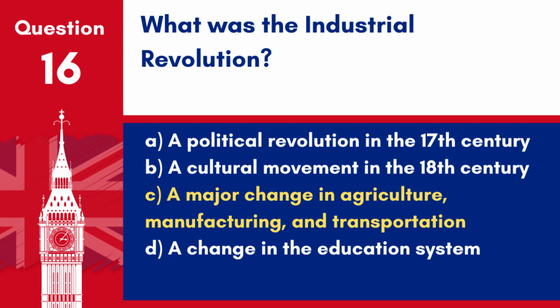Answer. C. A major change in agriculture, manufacturing and transportation. The Industrial Revolution was a period from the 18th to the 19th century where major changes in agriculture, manufacturing, mining and transport had a profound effect on the socio-economic and cultural conditions in the United Kingdom.